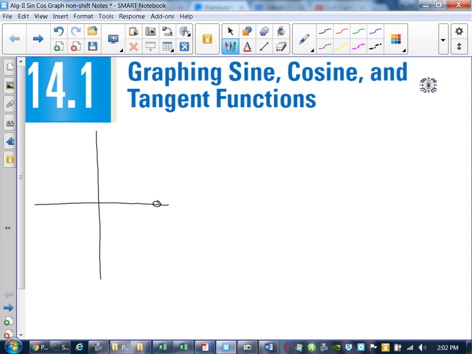So at 0, cosine is 1, sine is 0. Pi over 2, it is 0 and 1. At pi, we're at -1 and 0. At 3 pi over 2, we're back to 0 and -1. And then when we come back up to 2 pi, we've gone full circle.